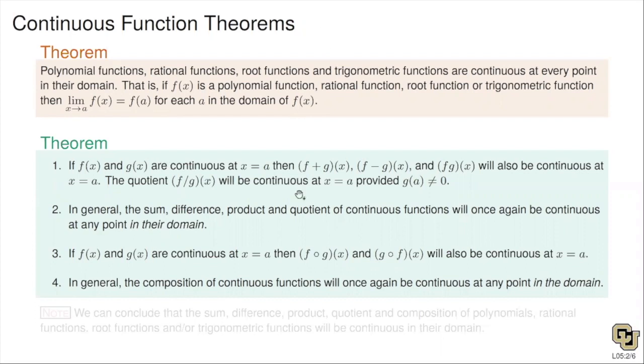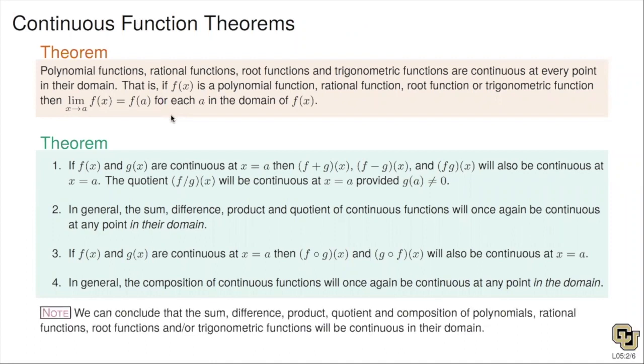That's the most important part, right? For continuity, first and foremost, f of a has to make sense, so we have to be in the domain. So that means a is in the domain. First and foremost, continuity can only occur in the domain of the function. So if you put that all together, then sums, differences, products, quotients, and compositions of polynomials, rational functions, root functions, and trig functions will always be continuous in their domain.